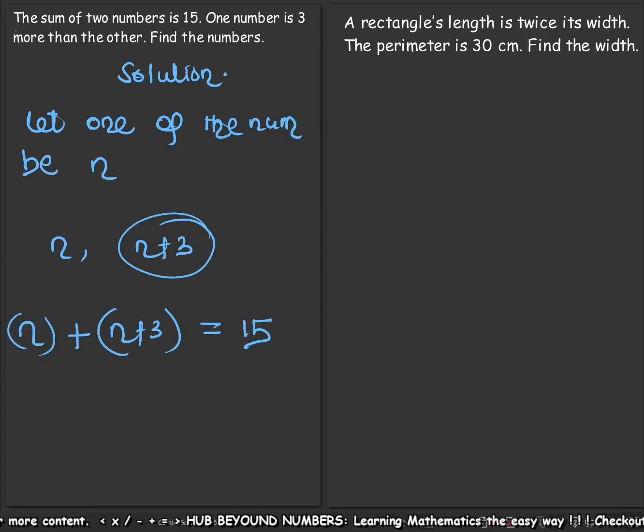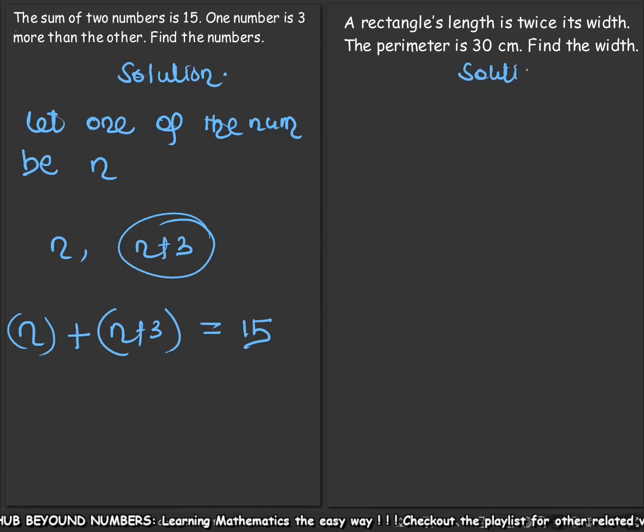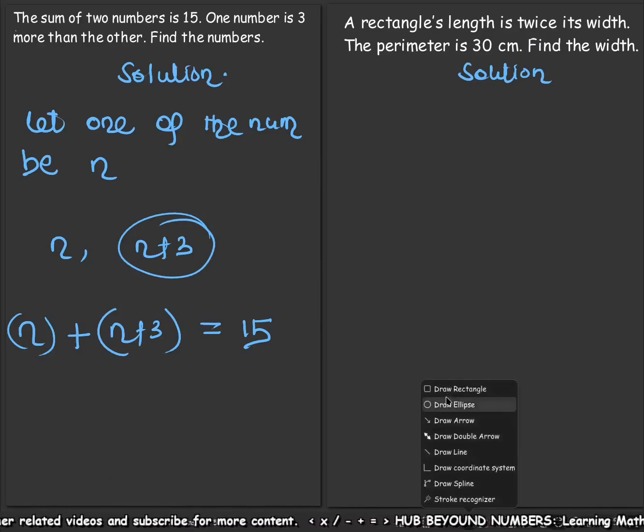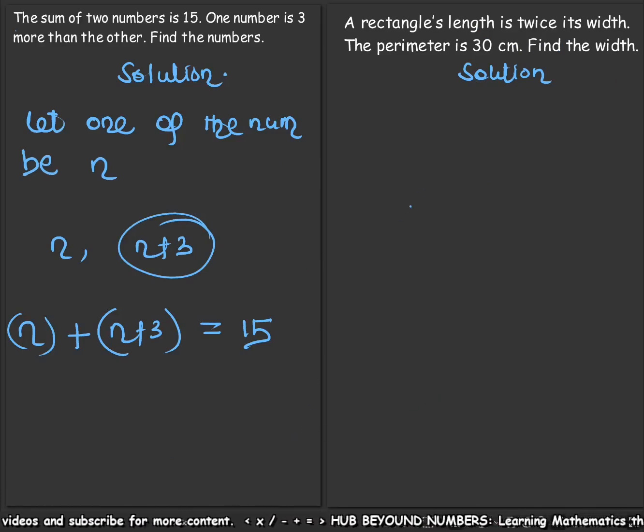Now, I would like us to solve this very last one. This one has to do with perimeter. So it says a rectangle's length is twice its width. The perimeter is 30 centimeters and we have to find the width. Some of these word problems, you need pre-knowledge of certain concepts. This, for instance, needs you to know what a rectangle is and what we mean by perimeter.